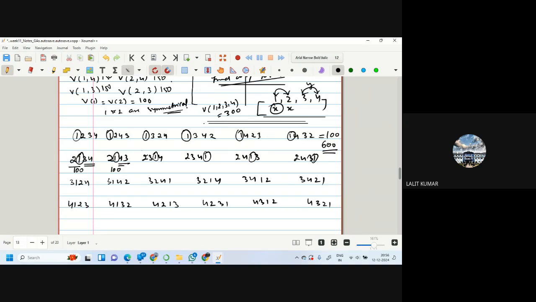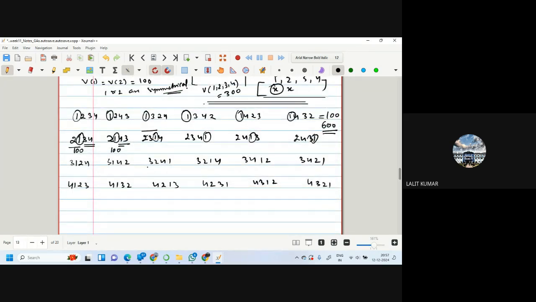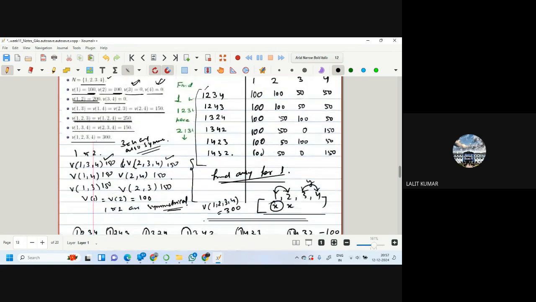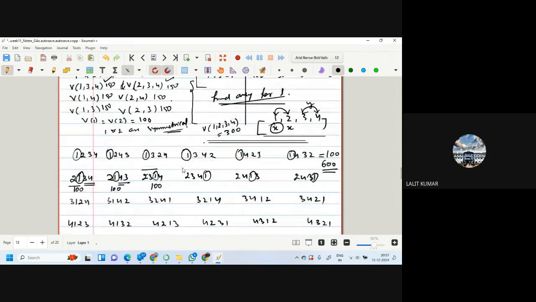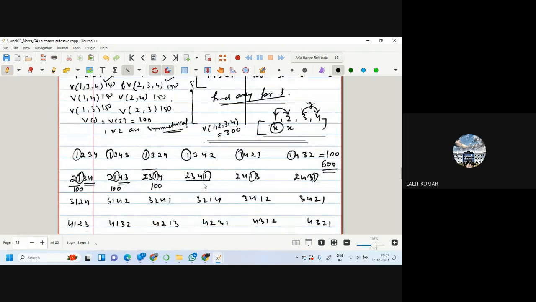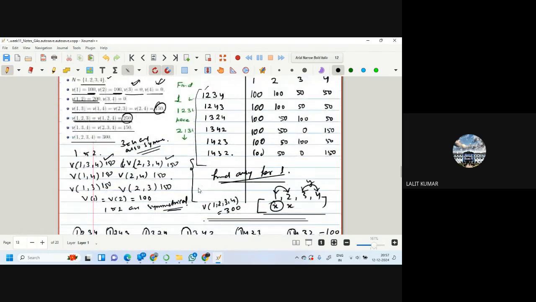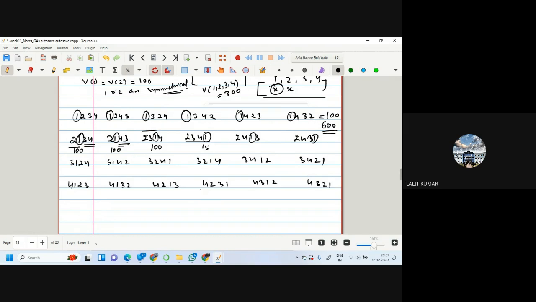Now I come to 231. 231 is 250 and 23's value is 150. So 250 minus 150 is 100. Here also this value is 100. And here 2341. So 2341 is V1234 minus V234. 1234 minus 234 is 150. So here I get 150.